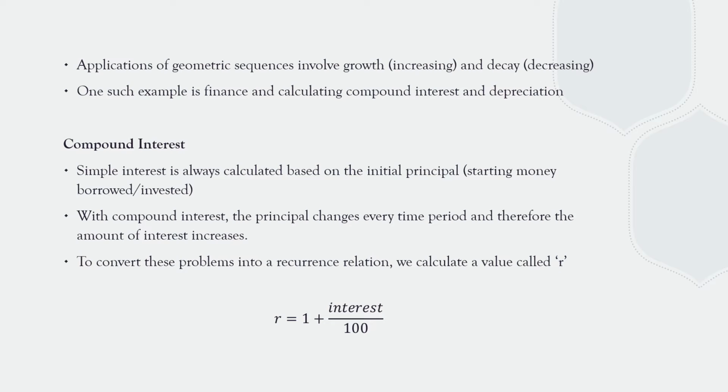So when we convert these problems into a recurrence relation, we take a calculated value, which we refer to as R. Which is quite straightforward. You can see the formula here. It's just 1 plus whatever the interest rate is over 100. If it's depreciation, which we'll do one example of in a moment, then we subtract rather than add. So I'll get you to write this all down. You may need to pause the video here to get this down.